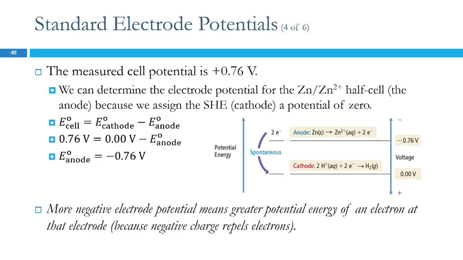And we can think of it this way. A more negative electrode potential means that the electrons want to leave, right? Because negative charge repels electrons. So this has a negative potential. The electrons are like, ooh, that's negative. I don't like that. I want to go to the other side. And so that's what happens. Any questions?